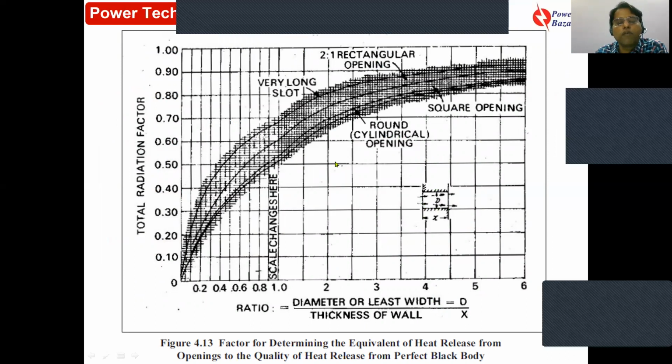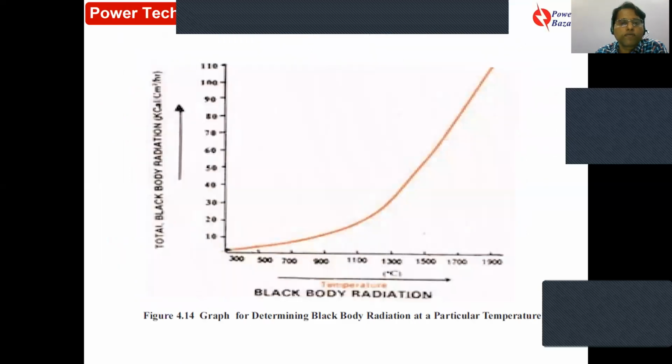These are very important. Remember them in the numericals, particularly chapter 4. We have to understand, and in the open book, we have to make use of these graphs. And this is the graph for determining black body radiation at a particular temperature. As the temperature increases, the black body radiation also increases. But even at 1000 degrees Celsius, the black body radiation is almost 40 kilocalories per cm square per hour of heat radiation.